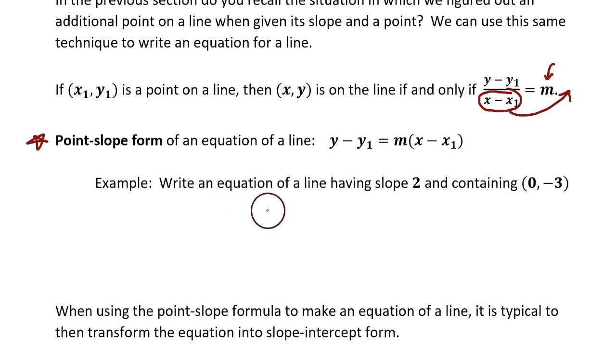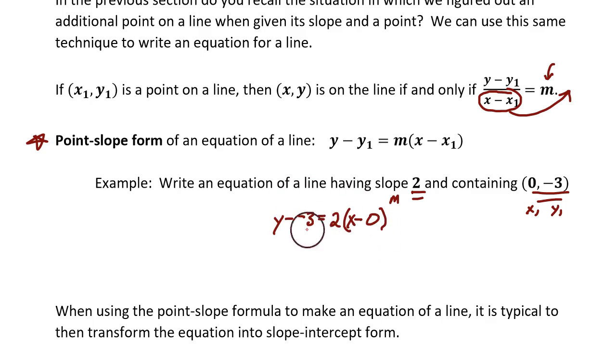Let's try an example. Write an equation of a line with this slope, this is the value of m, and this ordered pair. The 0 is the x sub 1, and the negative 3 is the y sub 1. These are the x and y coordinates of a point on the line. Let's apply the point-slope formula. y minus y1, which is negative 3, equals, now the m, which is 2, times x minus, now the x sub 1, which is 0. This is an equation of our line.